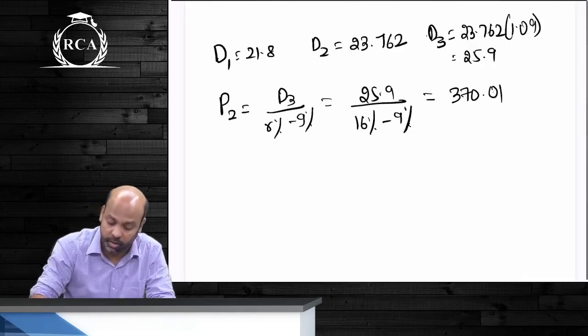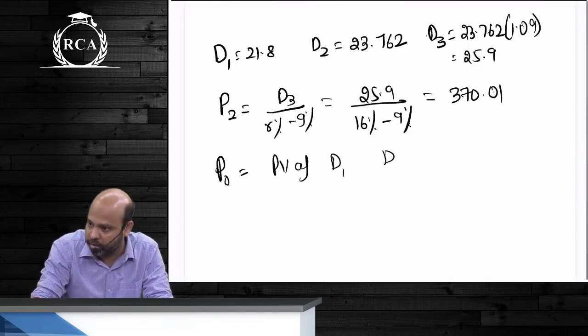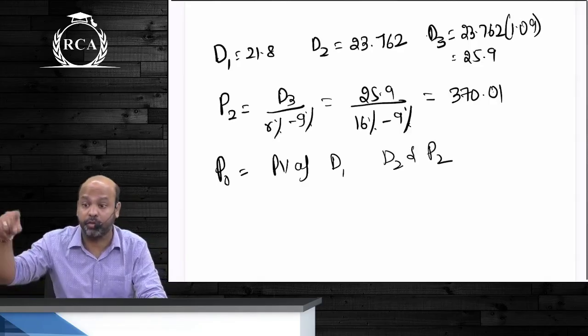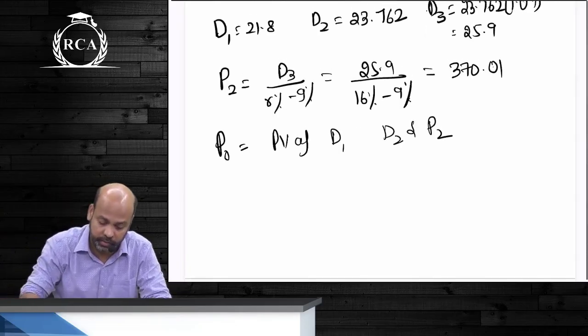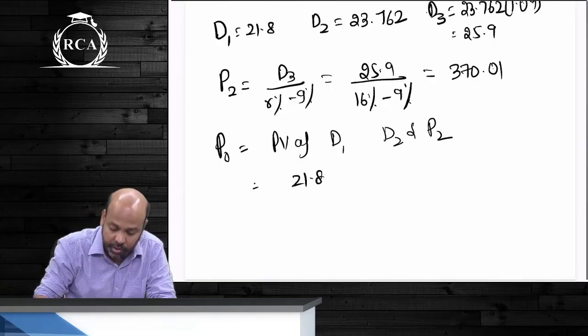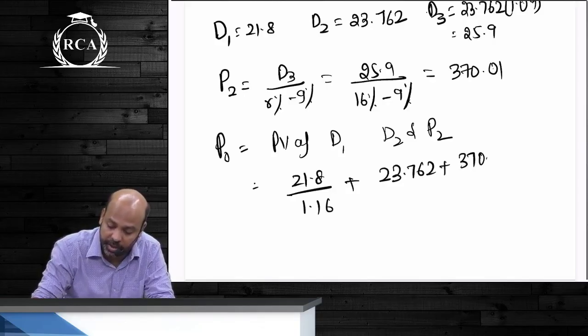37.01 guys. I can also write P naught as present value of first year dividend, second year dividend, and P2. P2 will take care of dividends from which year? Are you clear about this, guys? First year dividend is at the end of first year, so it will be discounted only for 1 year. D2 and P2 are at the end of second year. It will be discounted for how many years? Can you compute this?